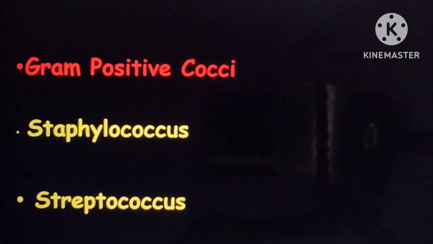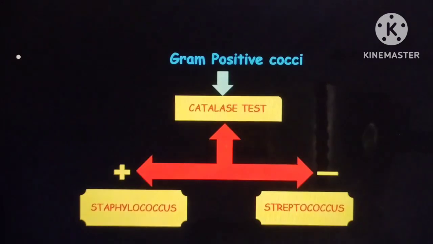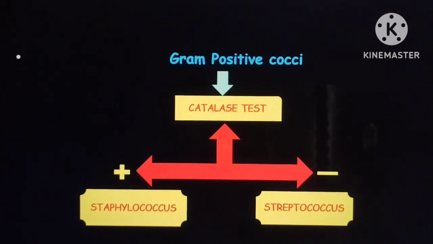How you can differentiate them is by the test called the catalase test. You don't need the catalase test procedure and all; just the percentage of hydrogen peroxide, which is 3%. For gram positive cocci, you can do the catalase test. If it is positive, it is Staphylococcus, and if it is negative, it is Streptococcus. Now you can identify whether it is staph or strep.